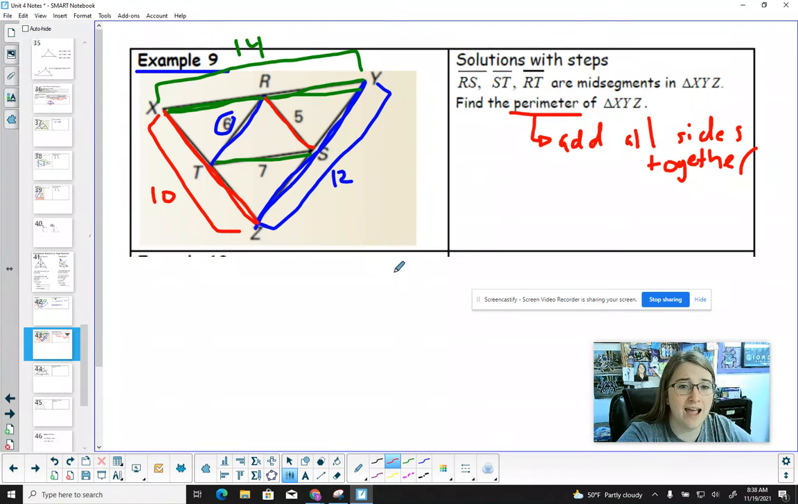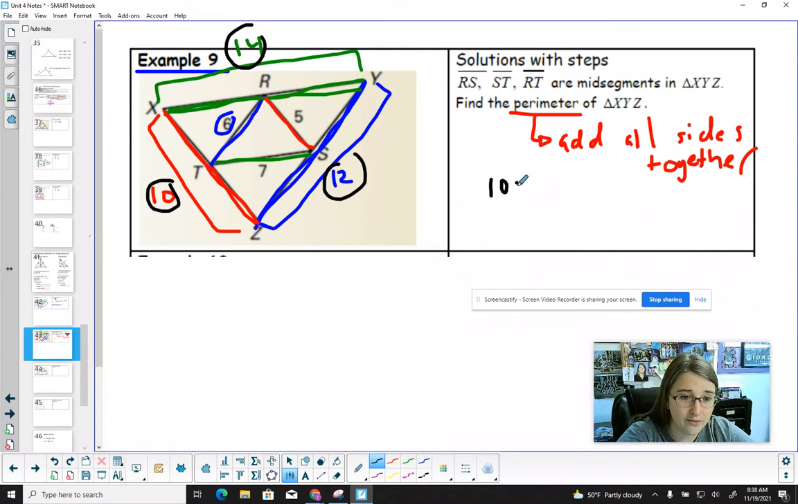So we want the perimeter of X, Y, Z. Do you see the triangle X, Y, Z, the whole big triangle? We need the sides of those added together. So what are my three sides of that big triangle X, Y, Z? Well, we've got 10, 12, and 14, right? That's our whole big triangle, yeah?